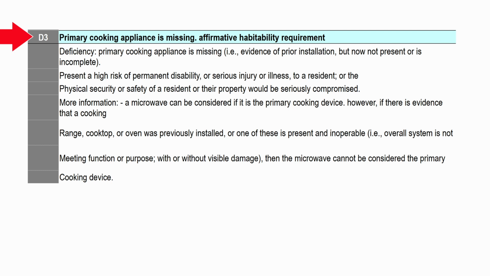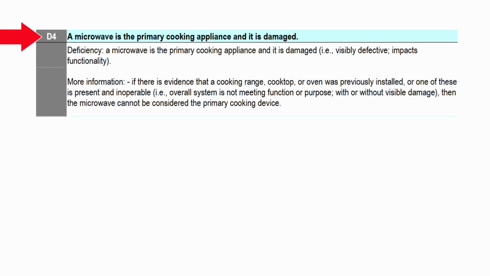Deficiency 3 says the primary cooking appliance is missing, i.e., there's evidence of a prior installation, but it's now not present or is incomplete. More information. A microwave can be considered if it's the primary cooking device. However, if there's evidence that a cooking range, cooktop, or oven was previously installed, or one of these is present and inoperable, i.e., the overall system is not meeting its function or purpose, with or without visible damage, then the microwave cannot be considered the primary cooking device.